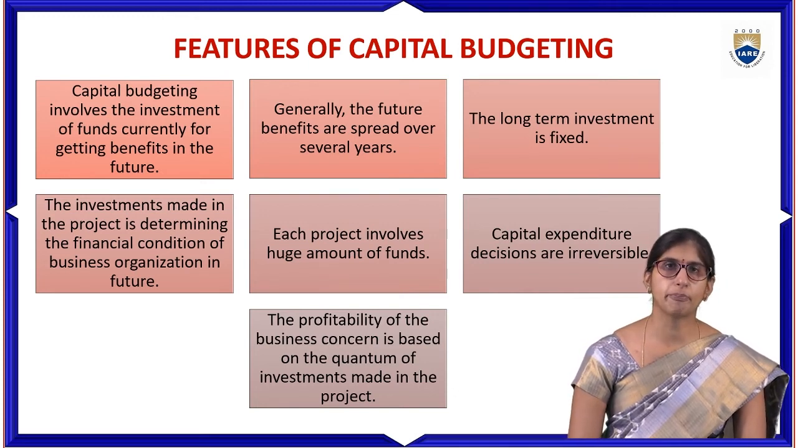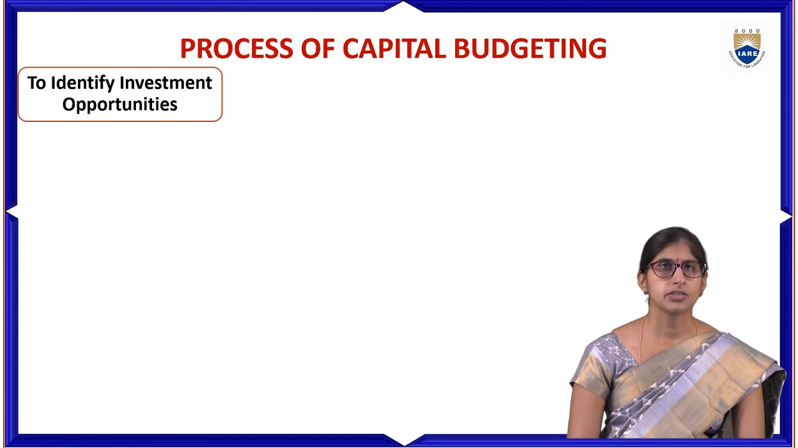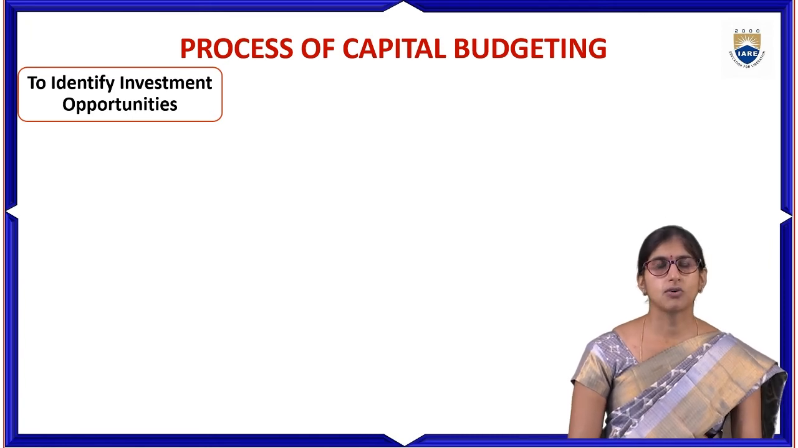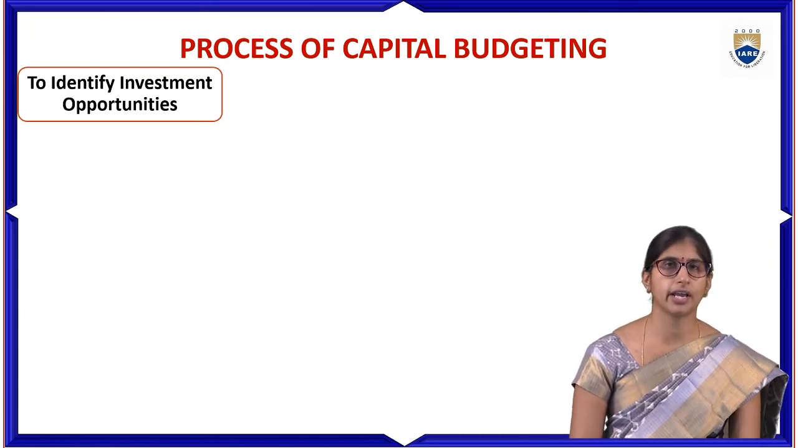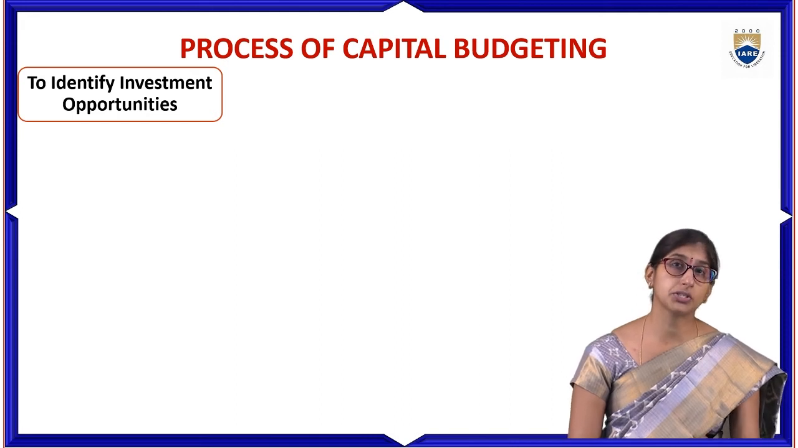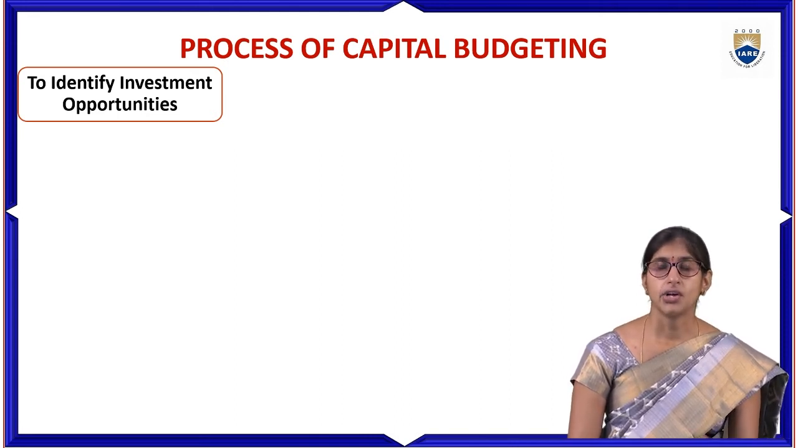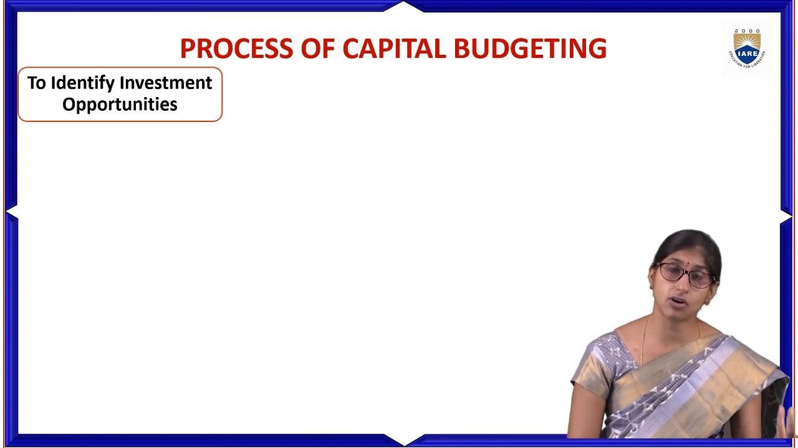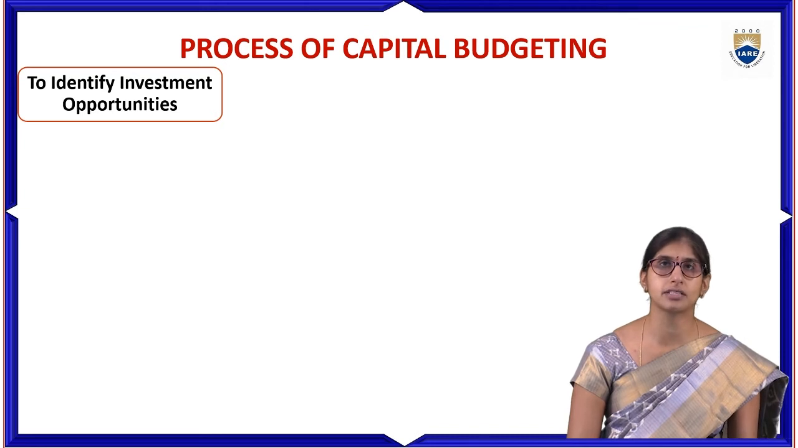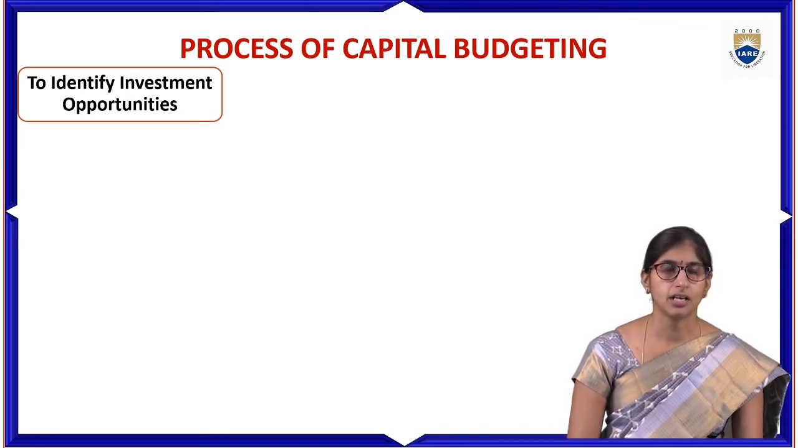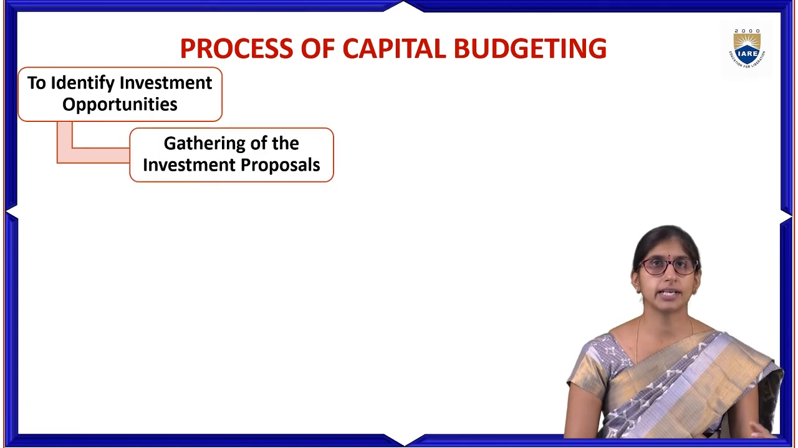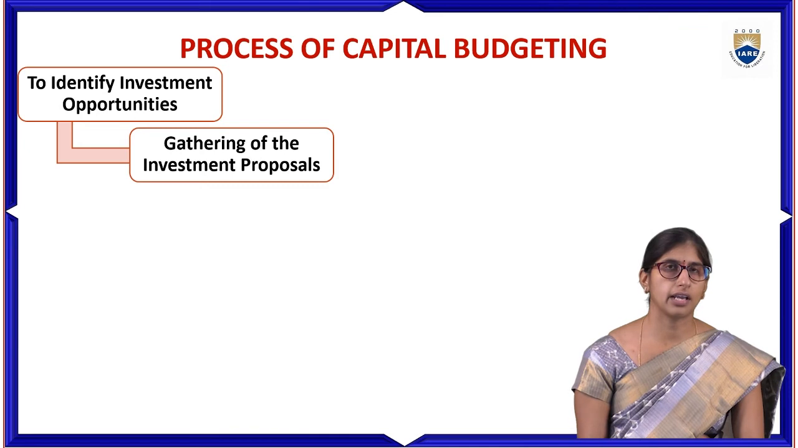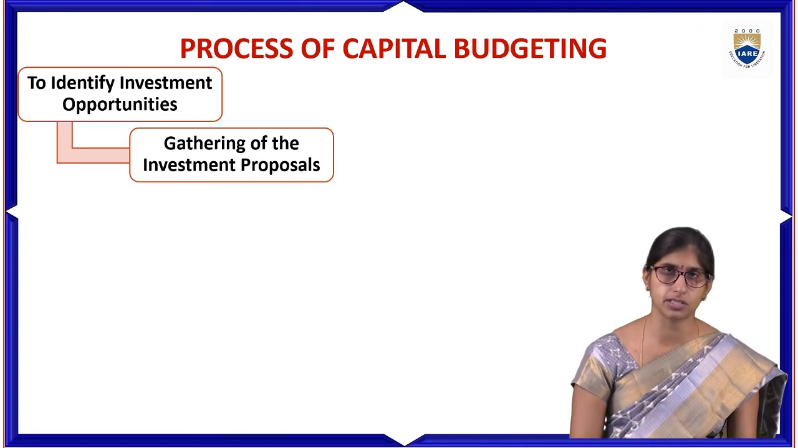Now let's move on to the process of capital budgeting. So how to do capital budgeting? First we need to identify what investment opportunities we have in our hand. So based on the different investment alternatives, one can start capital budgeting. And the next step is we need to gather information on different proposals.